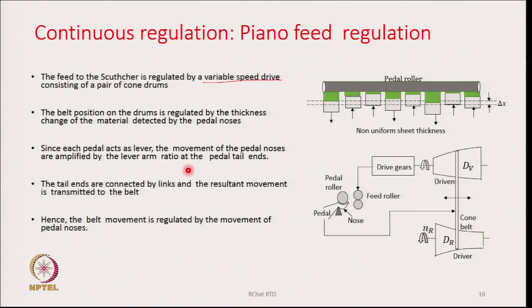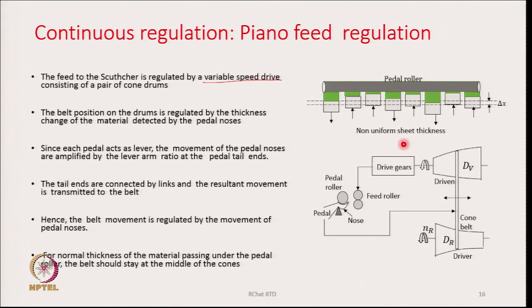If we find out, we can calculate that if there is a movement of 1 millimeter at the pedal nose, what the movement will be at the tail end, and all depends upon the lever ratio. The tail ends are now connected by links, and the resultant movement is transmitted to the belt. So, all these ends are connected by a set of mechanical links, and the net or resultant movement of that link is actually transmitted to the cone belt.